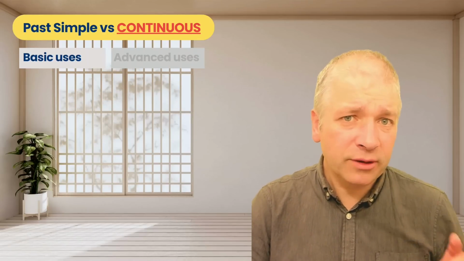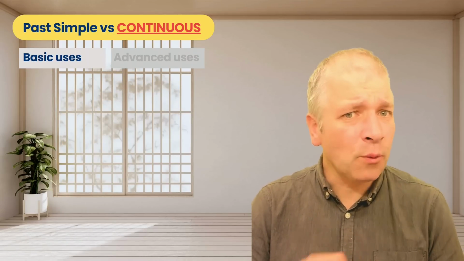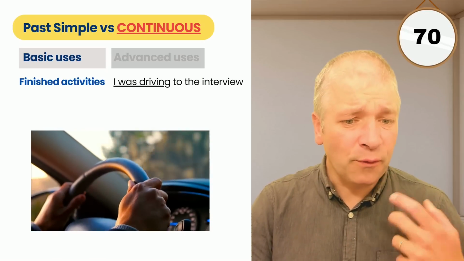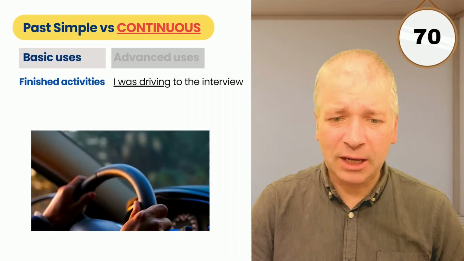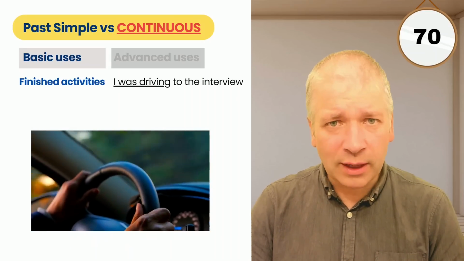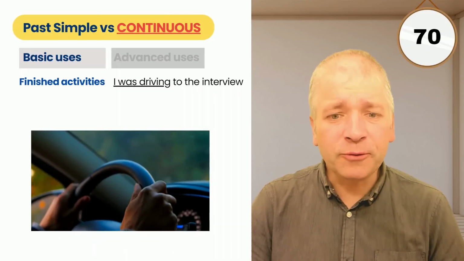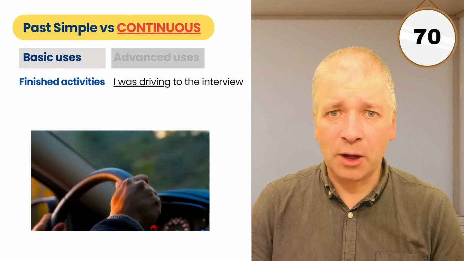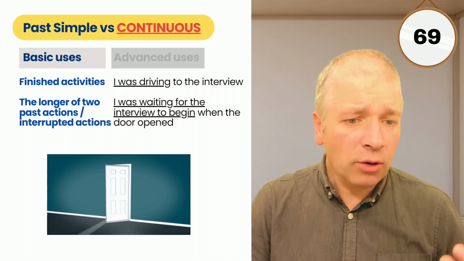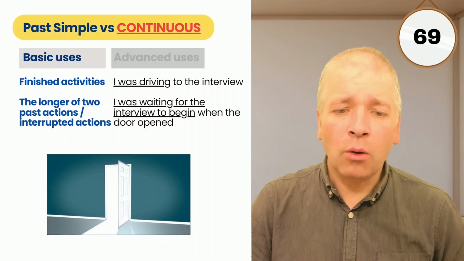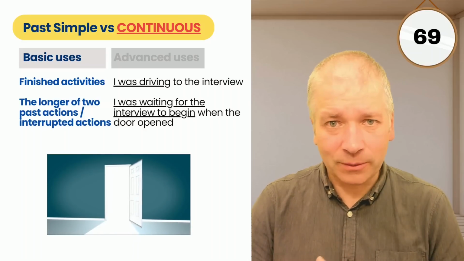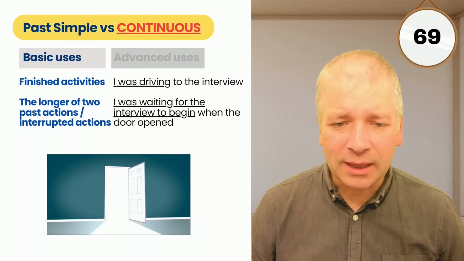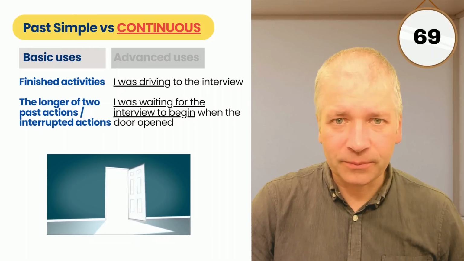Let's look at the past continuous basic uses before we go on to advanced uses. The past continuous is used for finished activities. In this picture, I was driving to the interview. Verb to be, then the ing form of the main verb. If you have the longer of two past actions, or if you're interrupting a long action, use the past continuous. I was waiting for the interview to begin when the door opened.